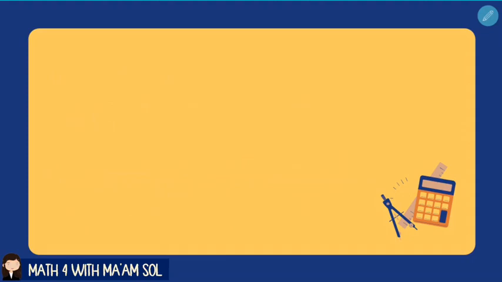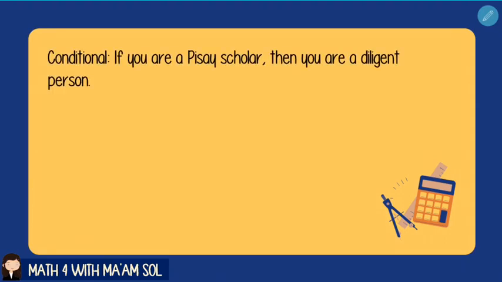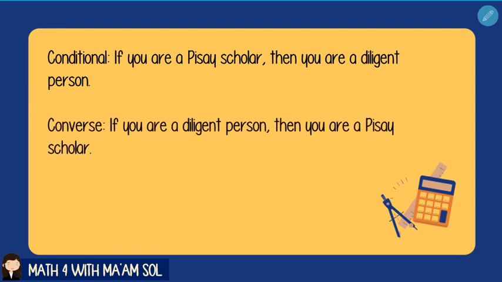Before we move to the next section of this lesson, let us have an example. Suppose our conditional statement is, if you are a precise scholar, then you are a diligent person. Our hypothesis is, if you are a precise scholar, and our conclusion is, then you are a diligent person. Interchanging that, we get the converse. If you are a diligent person, then you are a precise scholar.